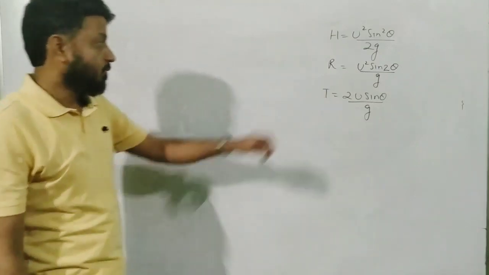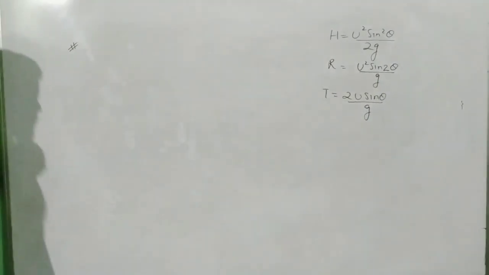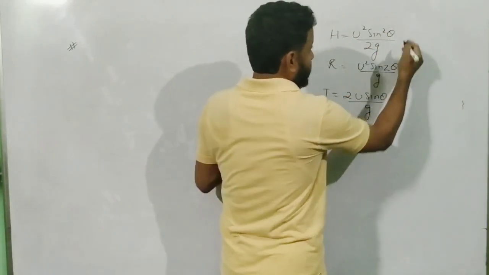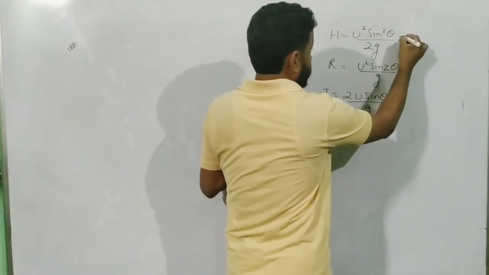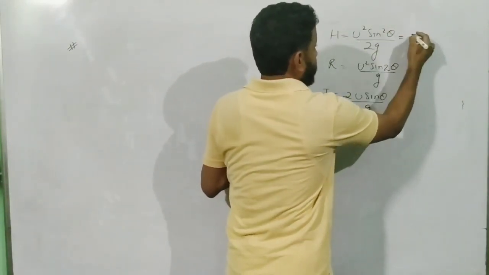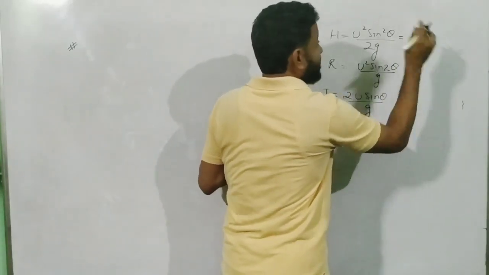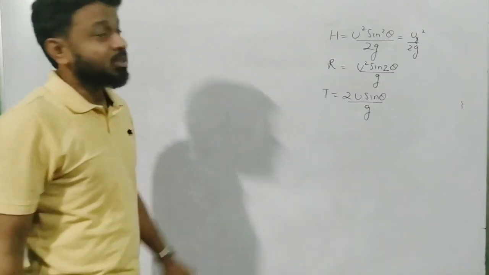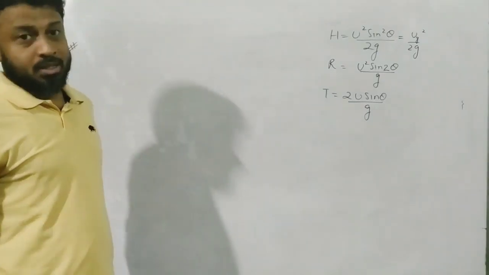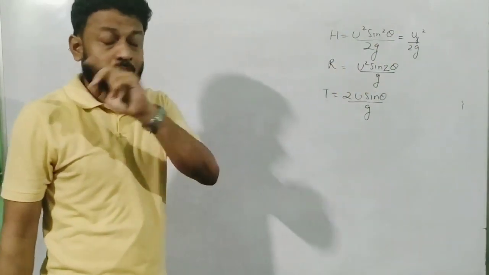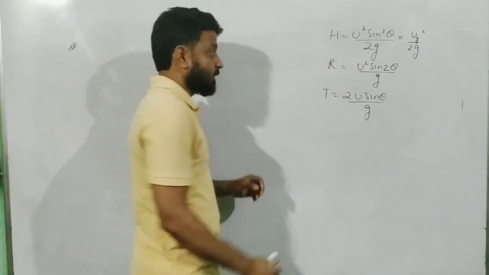Well, my intention is something different. One suggestion I can give you: always remember these formulas in this manner. u square sine square theta. u sine theta is my y component. Now this gives a clear picture to you. What does height depend on? It depends on the vertical velocity, along the y direction, initially.